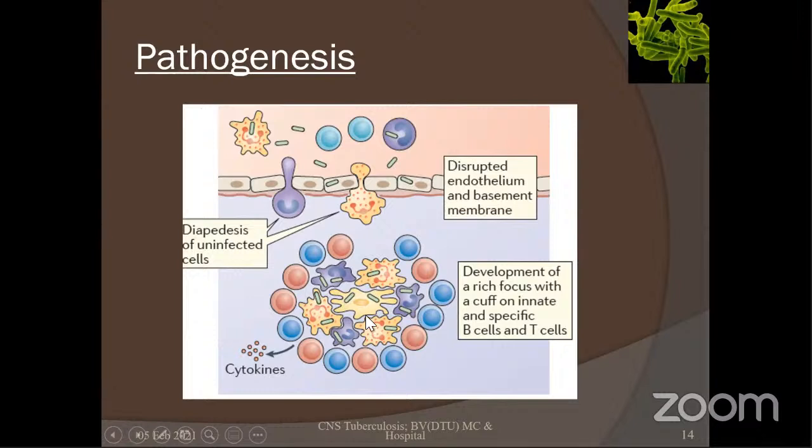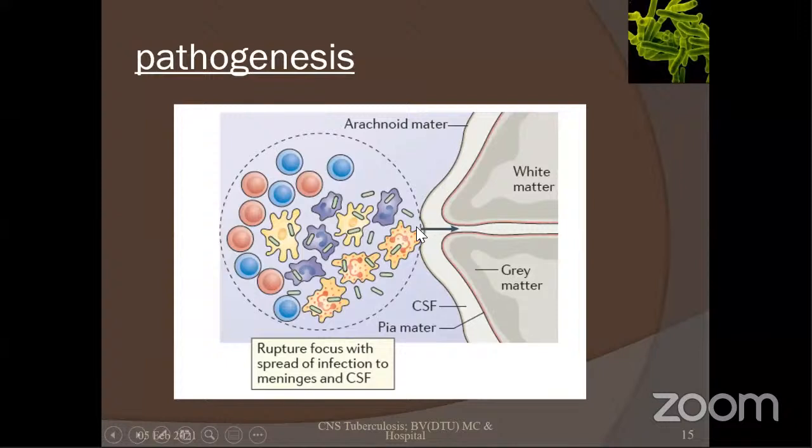So the origin of tubercular meningitis is from the Rich focus which was there since childhood, and this is how the rupture of the focus spreads infection into the meninges. This is the white matter, the gray matter, this is the CSF, and this is the arachnoid matter. So this is situated somewhere here, and it ruptures and causes the meningitis.